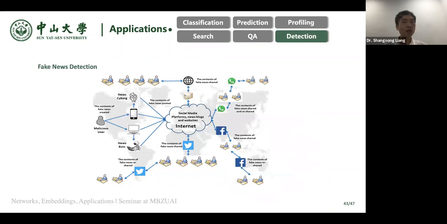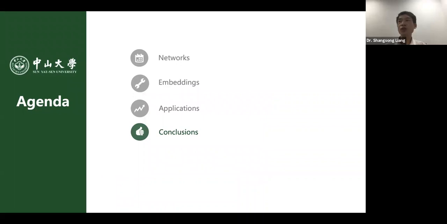And lastly, I would like to talk about the application that tries to detect fake news in the network. Some people write some messages and then post them on Twitter or Facebook. And then other people will retweet the messages. So can we detect if the news is fake or not? The transmission of the news is actually a network. Can we use the network structure of the news to predict if the news is fake or not? That is a very important application of graph embedding as well. So just now I talked about the applications of the graph embedding algorithms, and now let's go to our conclusion.